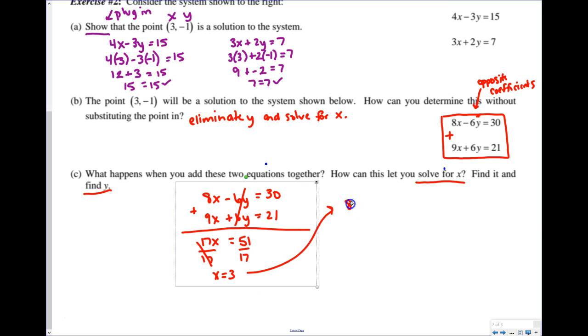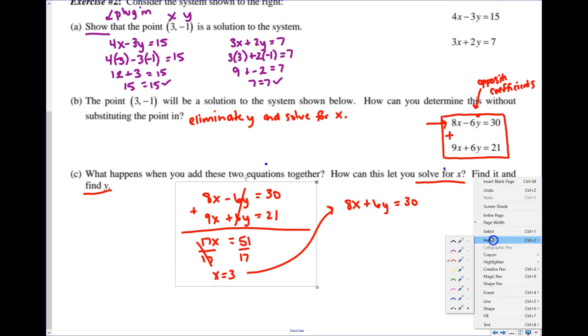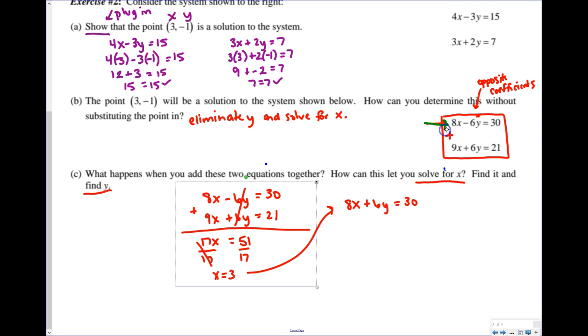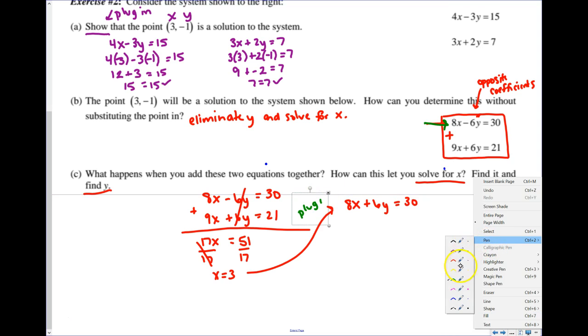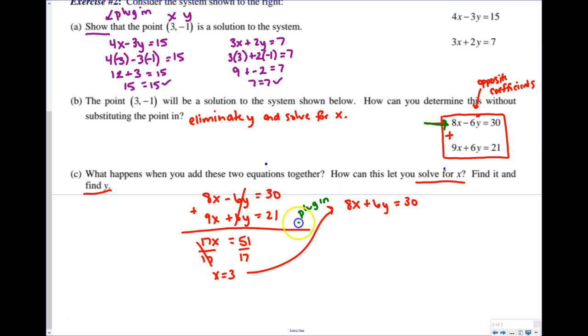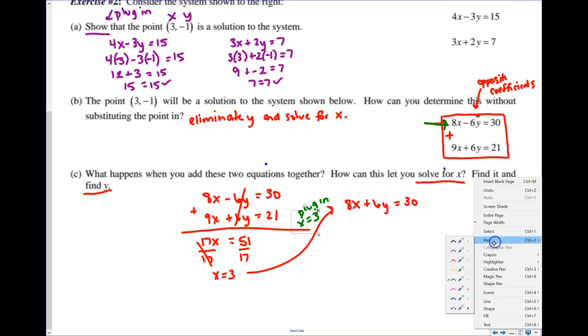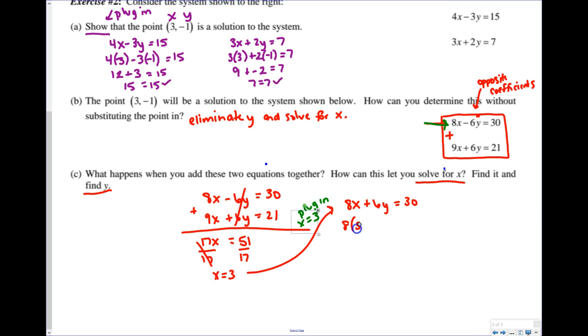So I'm going to take 8x plus 6y equals 30. That's my first equation right here. I'm just rewriting this very first equation, and I'm going to plug in x equals 3. Oh, my pen did that thing again. Sometimes it goes into select mode instead of write mode, and I don't know what causes that. So I'm going to plug in x equals 3. So I'm going to have 8 times 3 now, plus 6y, and this will let me solve for y.